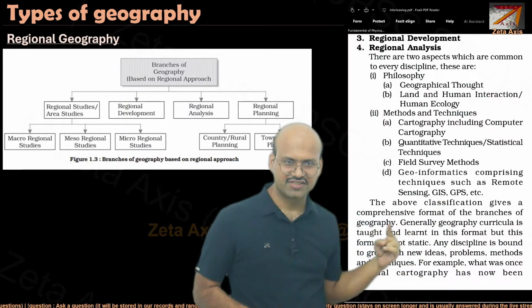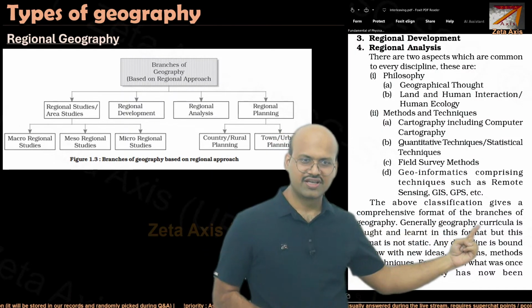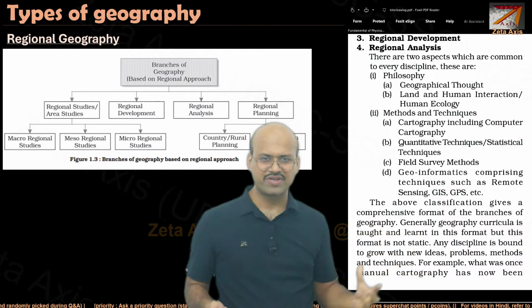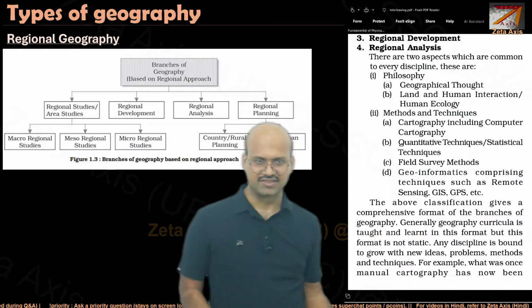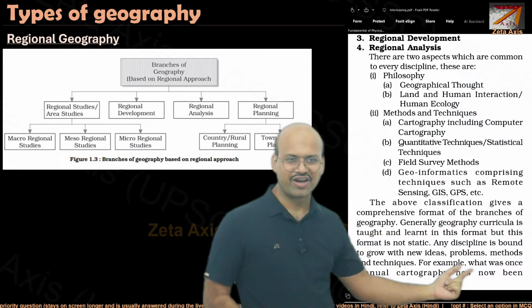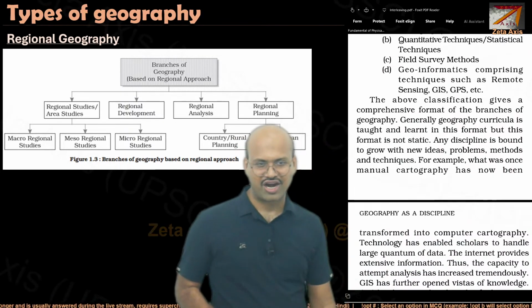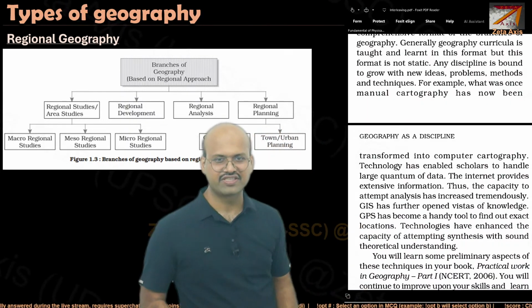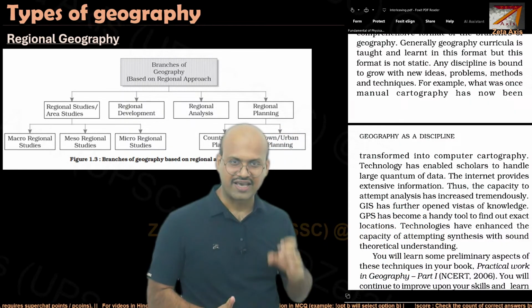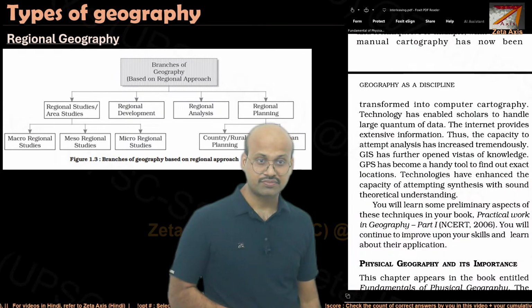The above classification gives a comprehensive format of the branches of geography. Generally, geography curricula is taught and learnt in this format, but this format is not static. Obviously, nothing is static. Everything changes. Any discipline is bound to grow with new ideas. For example, what was once manual cartography has now become computerized cartography. Now we have satellites in the sky, even ones only a few inches long, and they help in making maps of regions.